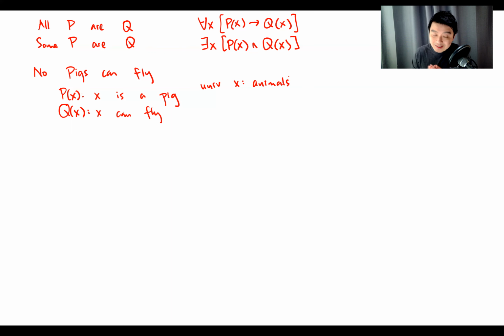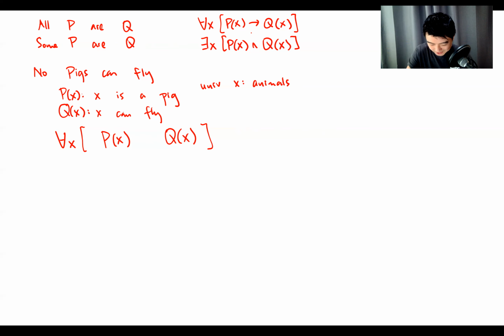Now, I think the easier way to think about this is that it's an all statement, right? It says something about all, but it is saying something in the negative sense. So we know that if this is an all statement, it's going to start with a for all, okay? And there's going to be a P in here, and there's going to be a Q in here. Okay, we know this. So the question is, what is implying what? Because whenever we see a for all, there's going to be an implies.